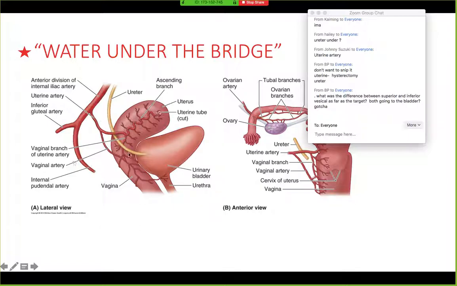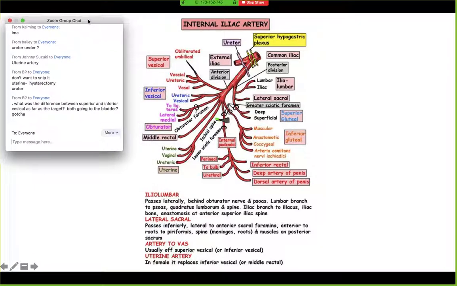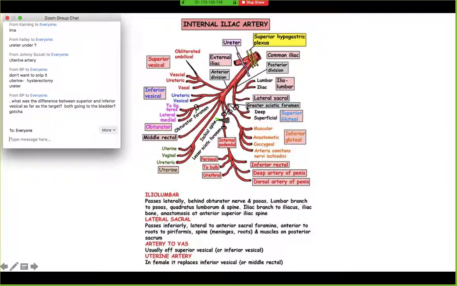Alrighty, so water under the bridge, super important. I thought this drawing was pretty cool. It's showing you the foramina that these arteries are passing through. Yeah, so fun drawing.